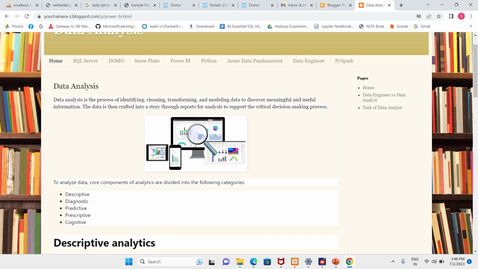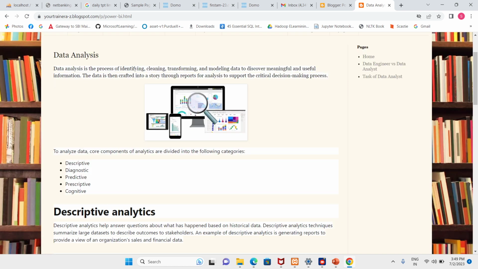So transformation, what are the transformations available in Domo, we will see in upcoming videos. Now final is modeling. So after doing all the steps like identifying data, cleaning data, transforming the data, we prepare our data set for reporting. So this is called modeling. Okay, the data is then crafted into a story through report for analysis to support the critical decision making process. Okay, so this is all about data analysis.